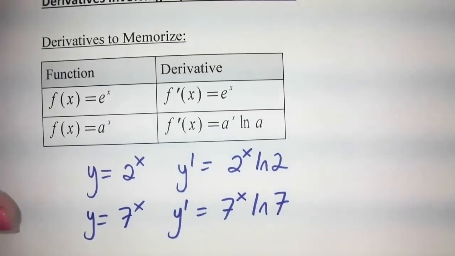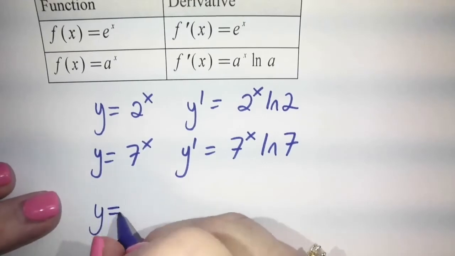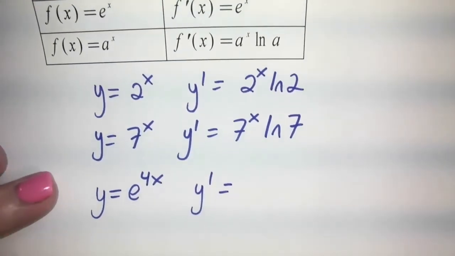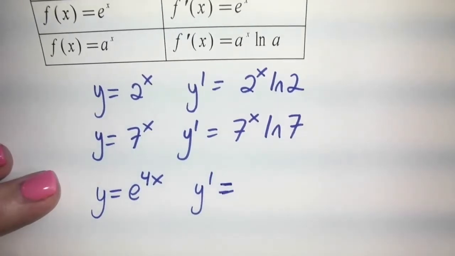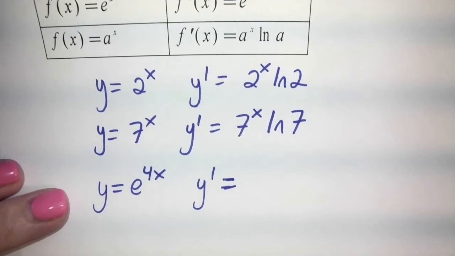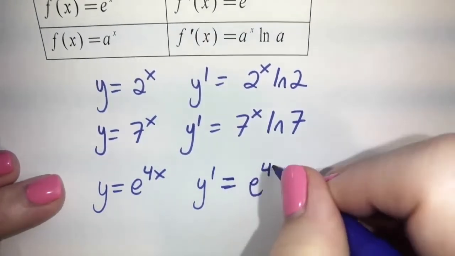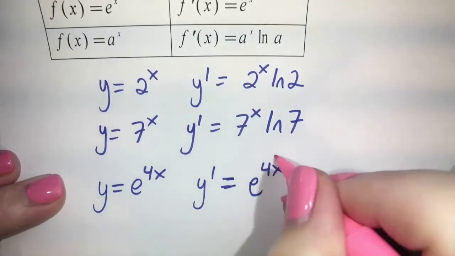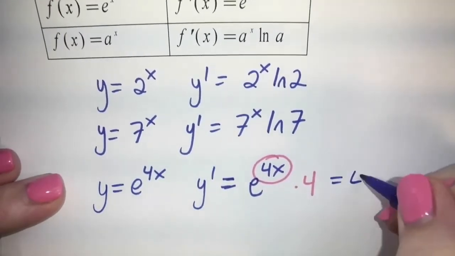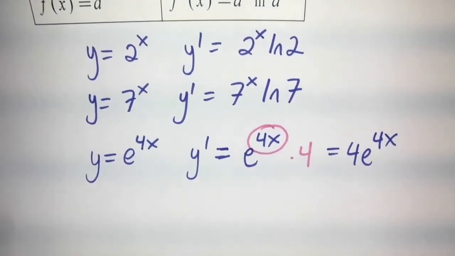And of course, we have to remember the chain rule, product rule, and everything else. So if we have e to the 4x, then our derivative, we have to think, well, derivative e to the x is e to the x. Derivative e to the anything is e to the anything times the derivative of the anything. So we get e to the 4x times the derivative of 4x, which would be times 4. And so we would write that as 4e to the 4x. And so that's how we use the chain rule here.